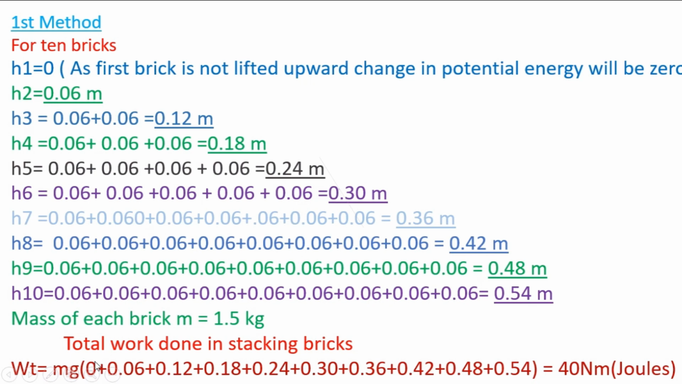Here, for the change in height of all the 10 bricks, we will put the value of mass 1.5 kg and gravitational acceleration 9.8 meter per second square, and add up all these subsequent heights for the bricks. Multiplying and performing the mathematical operation, that will be equal to 40 Newton meter or joules.